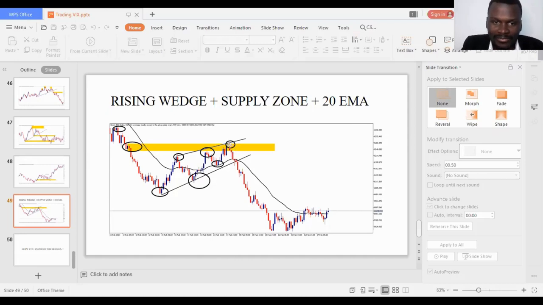You could have entered here if you are an aggressive type of trader, at this point here. If you are conservative, you would have entered maybe at the break of this point here, because you can see price broke this wedge. Other than that, there was also a cross of the EMA. You see what happened? All this is confluence. You would have entered and you would have gotten some pips.